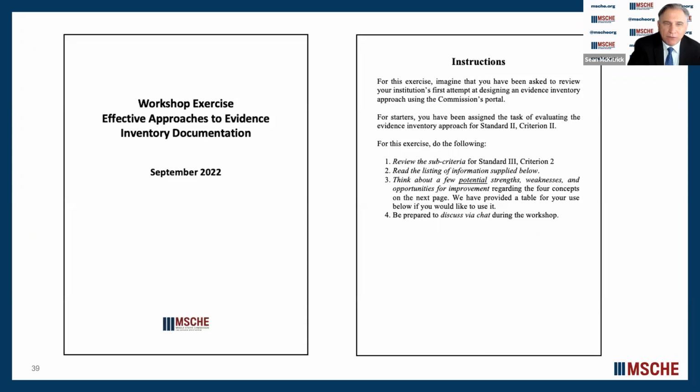Many of you may have already received this. I apologize that it went out a little late, but again, the instructions note we want you to review the sub-criteria for standard 3 criterion 2, read the listing of information in the fake evidence inventory labels for Poughkeepsie Institute, and then think about those qualities that Anne spoke about and speak to strengths, weaknesses, and opportunities for improvement.